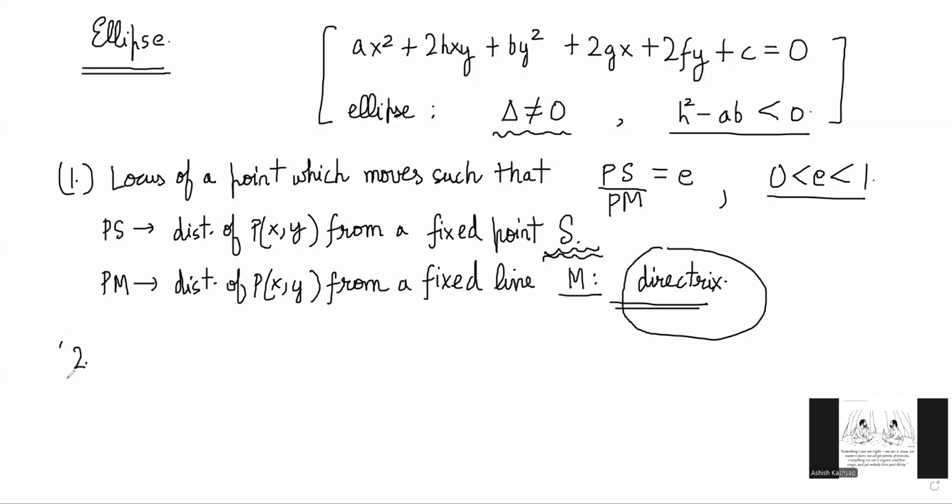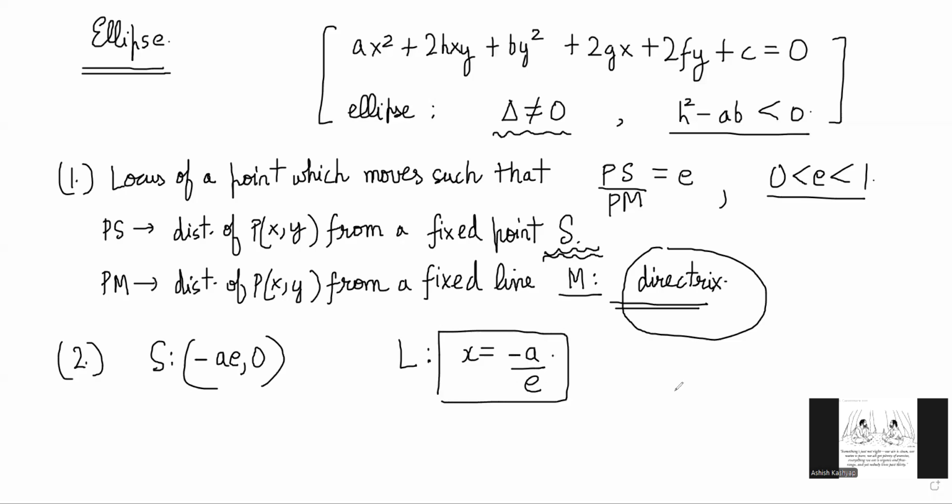So if I choose my focus to be the point (minus AE, 0), and if I choose the directrix line to be x equals minus A by E, where A is a constant, in that case, I do PS by PM is equal to E, and I will get the equation of the ellipse. So you can try it out. What you will get here is, let's do it on the next screen.